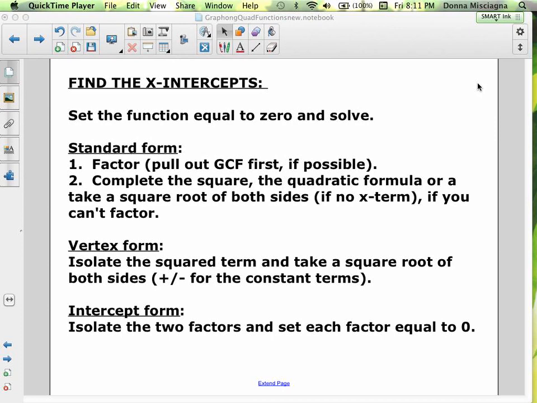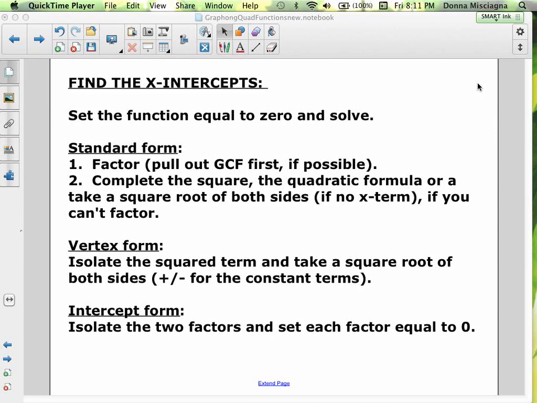In standard form, you can factor, and you should pull out the greatest common factor first if possible. And it's possible so long as there is one. There's not always a greatest common factor. But so long as it's factorable, we can always use factor by grouping. If you can't use factor by grouping because the equation doesn't factor, then you can use completing the square, the quadratic formula, or you can take a square root of both sides. And you can do that if there is no x term.